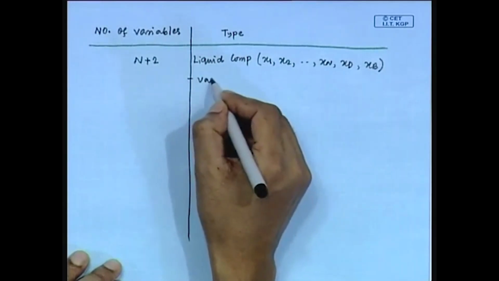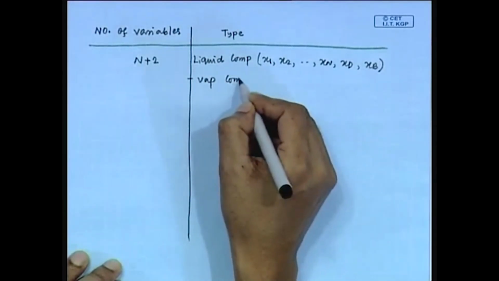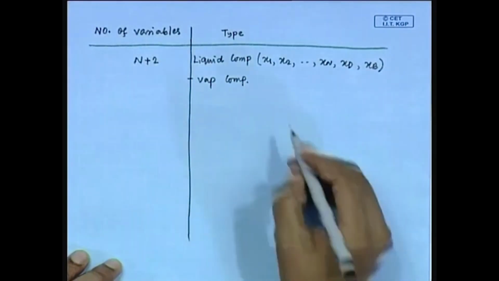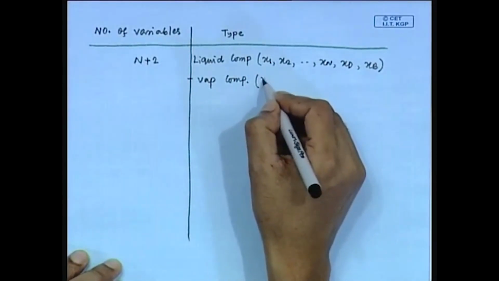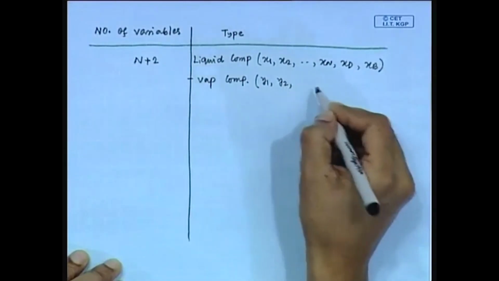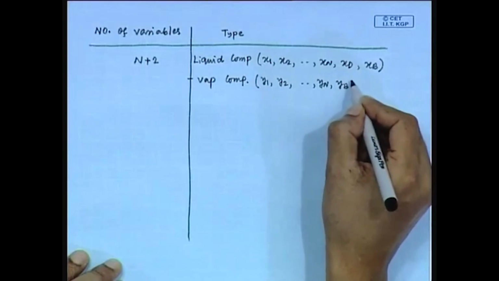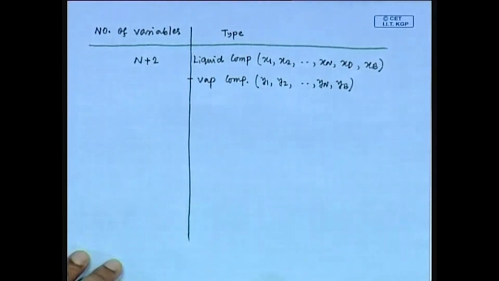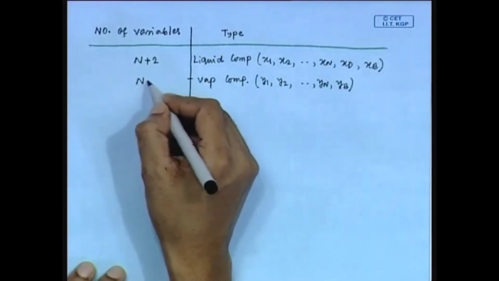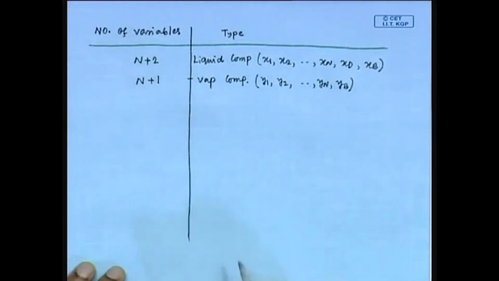Next, vapor composition. How many vapor compositions are involved? Y1, Y2, up to Yn and one for column base. There is no vapor distillate, we have considered only the liquid distillate. Fine. So, there is no Yd. Accordingly, we have n plus 1 variables, those are vapor compositions.